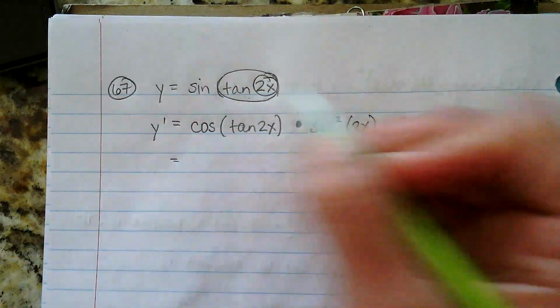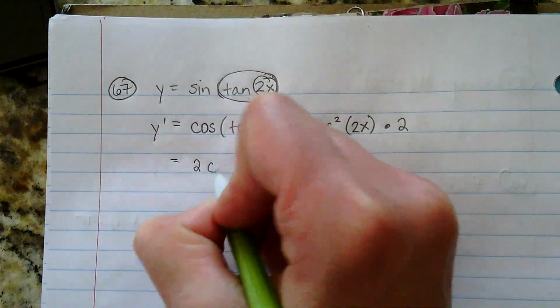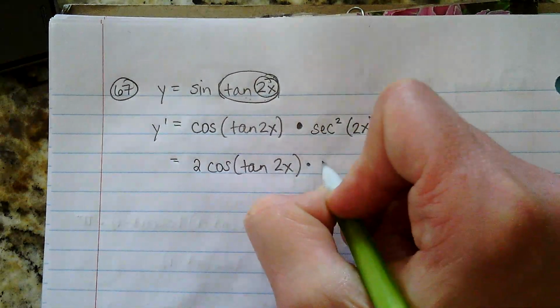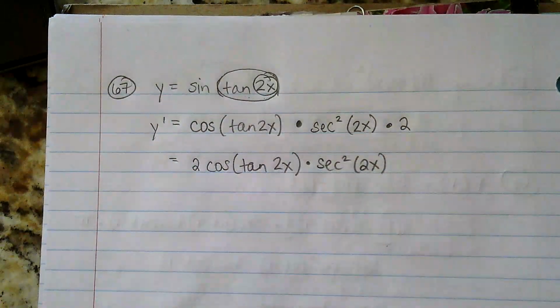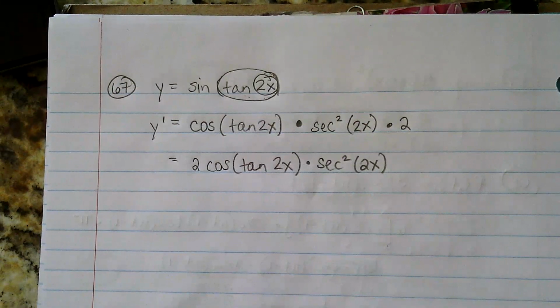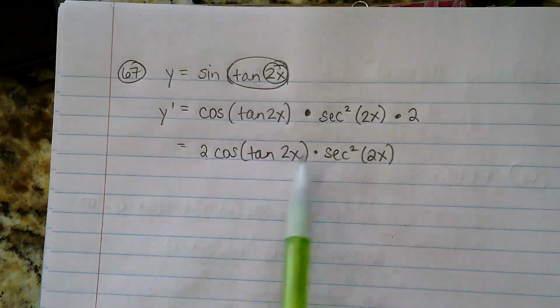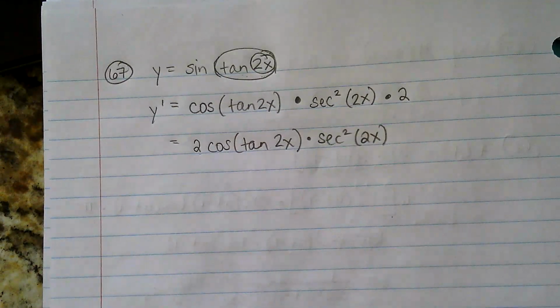So this ends up being 2 cosine of the tangent of 2x times secant squared of the 2x. And I just want to check to see if that's the answer in the back of the book. 2 cosine of tan of 2x times secant squared of 2x. That's the answer, was 67.